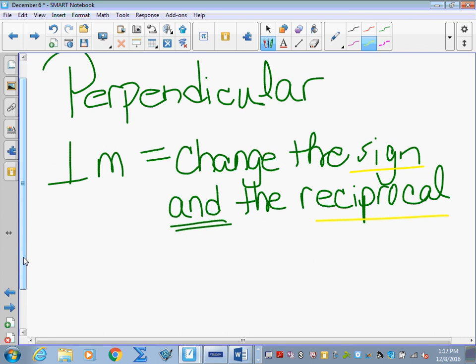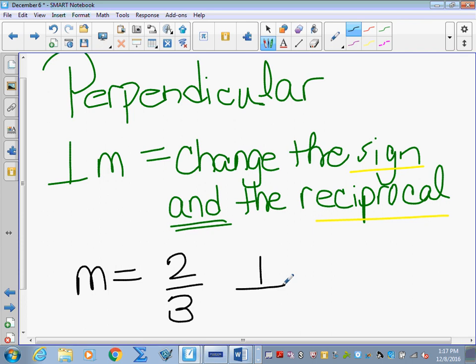So if I gave you this as the original slope, let's say 2/3, what will be the slope that's perpendicular to that? Change the sign and then take the reciprocal. What will be my new perpendicular slope? -3/2. Very good. That means you change it from a positive to a negative and you reverse the numerator and denominator. Okay, let's do another one.